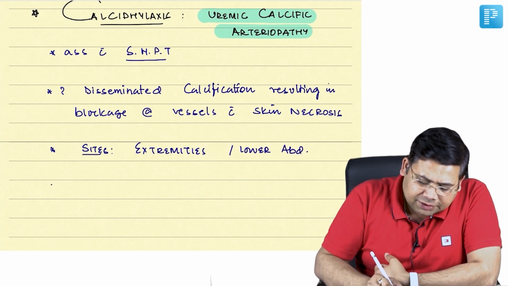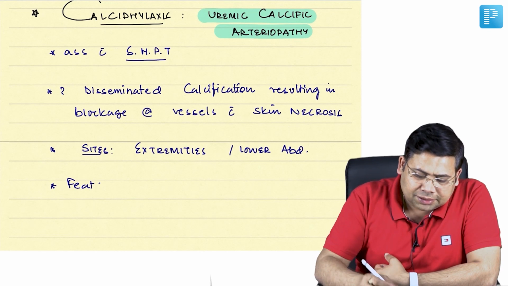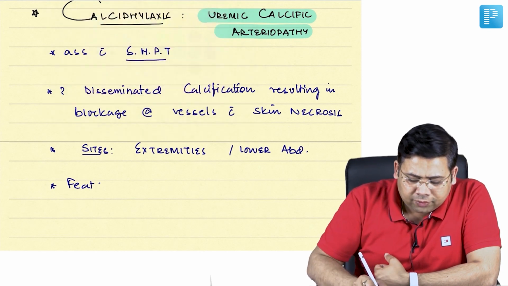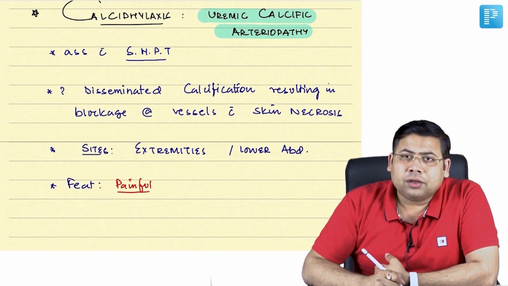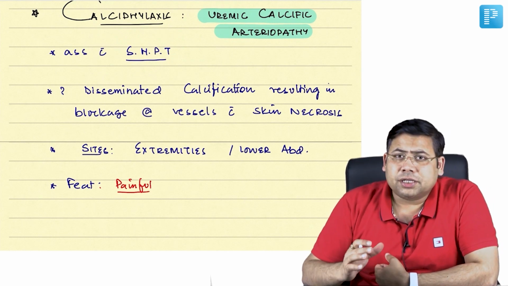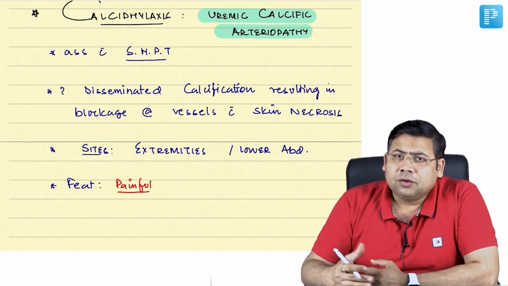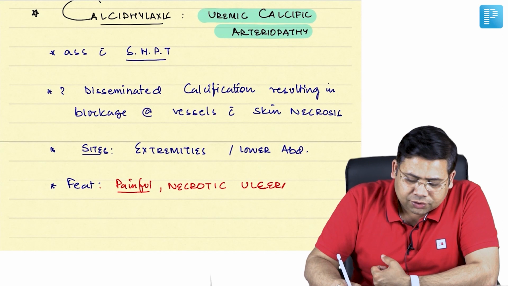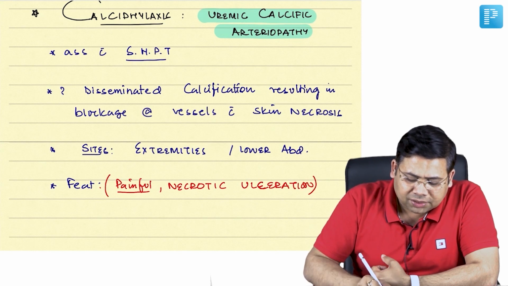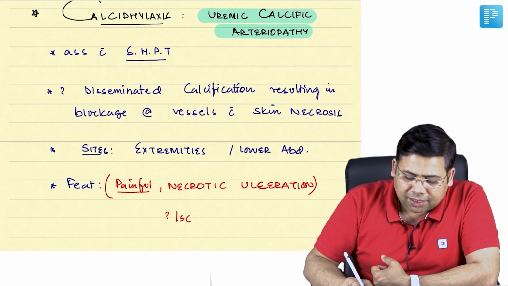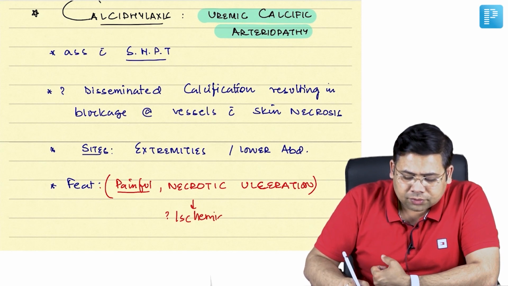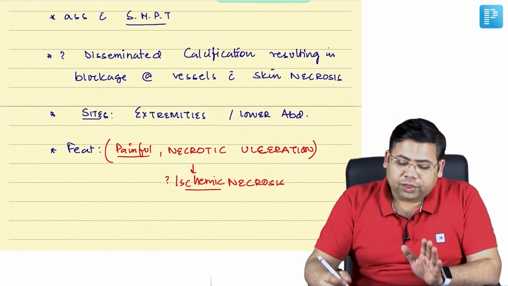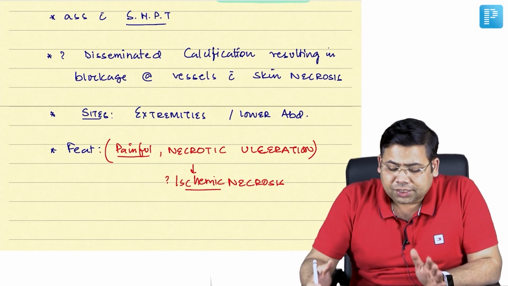If you talk about the features, the standard feature is painful calcific deposition, resulting in generalized gangrene of the overlying skin. So, painful necrotic ulcerations. And why do these ulcerations happen? Because of the ischemia. So there is ischemic necrosis of the skin, and all of these things are because of the ischemic necrosis.